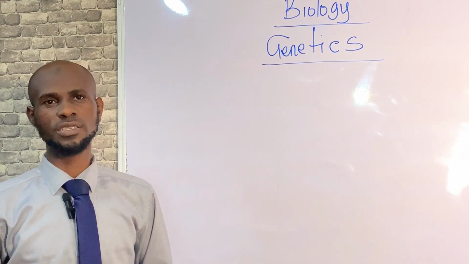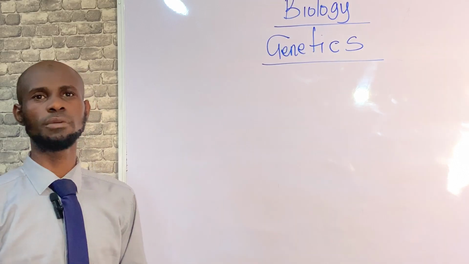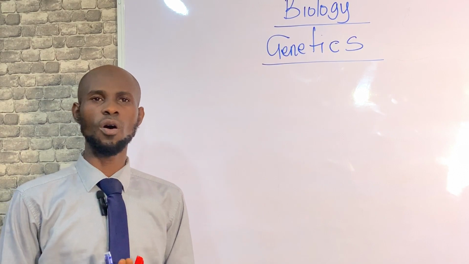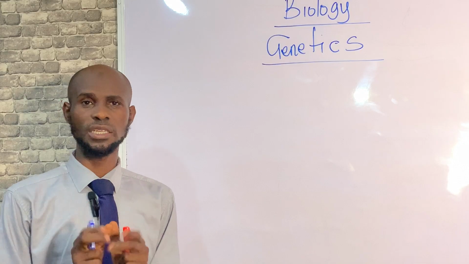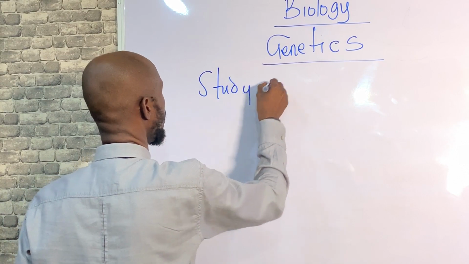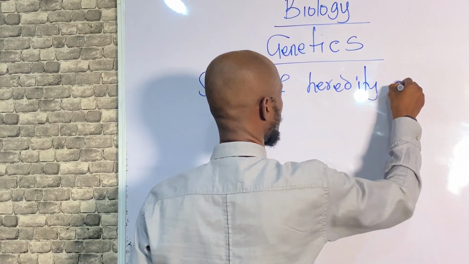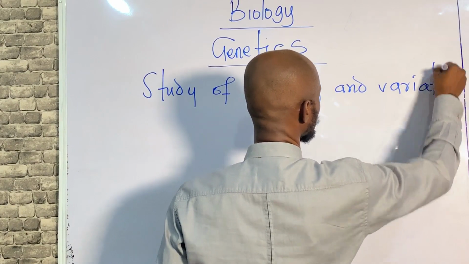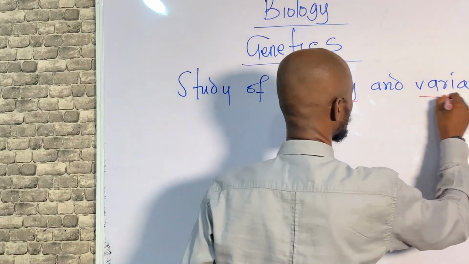And don't forget that genetics takes a larger percentage of the questions in JAM and WAEC. So what is genetics? Genetics is the study of heredity and variation. So we are combining two things in our definition. So let's have: study of heredity and variation. So the two things I said we are combining are heredity and variation.